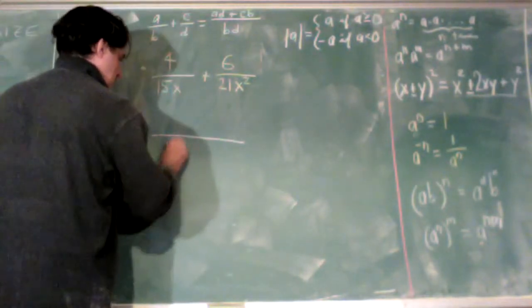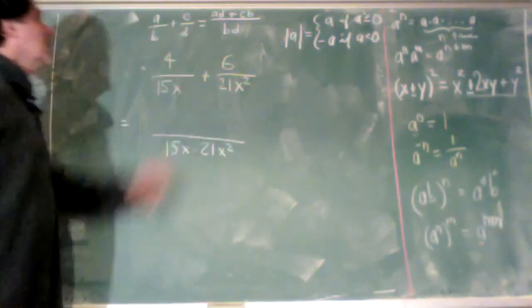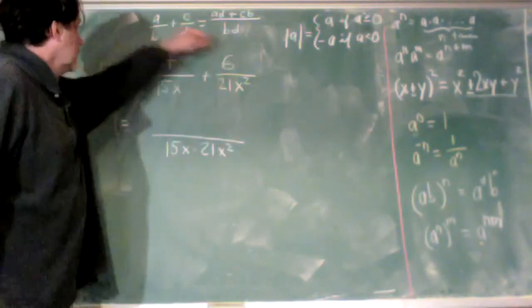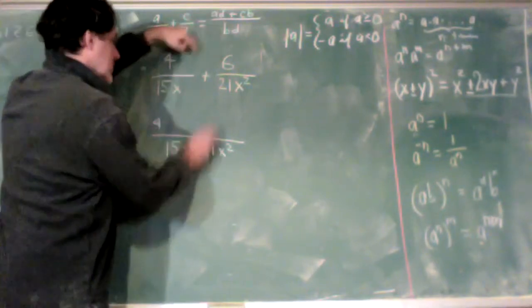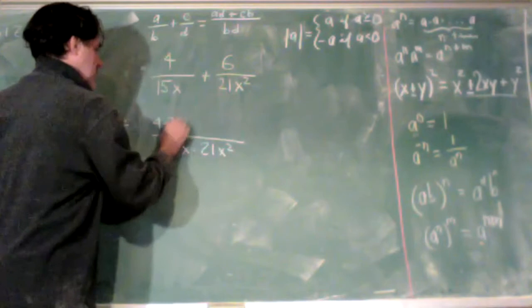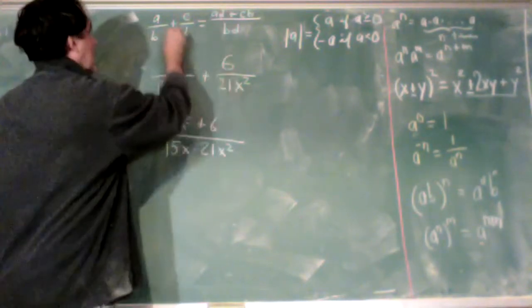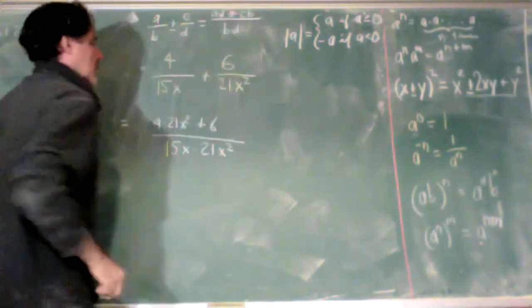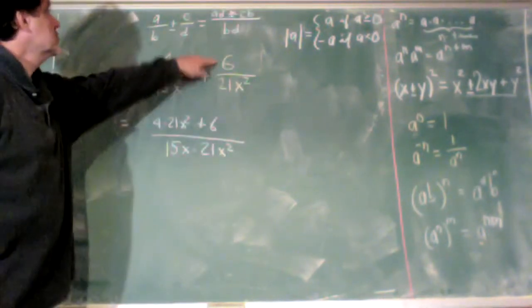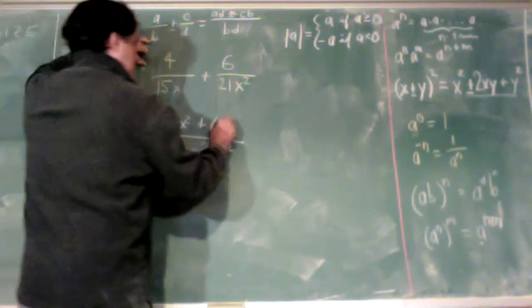15x times 21x squared, that's BD. A is 4 times D, which is 21x squared, plus, or it could be minus. So it could be plus or minus. Plus 6, which is our C, times B, which in our case is 15x.